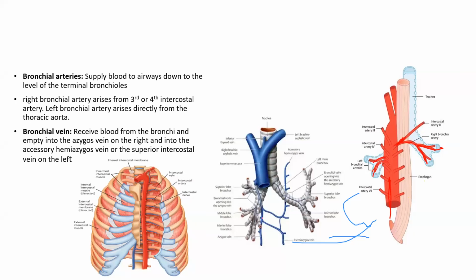And this is the venous system. Our venous system receives blood from the bronchi, which empties into the azygos vein, and then the hemiazygos vein like that. And the nerve supply and blood supply, the nerve innervation, the blood supply to the intercostal muscles, as you can see here.